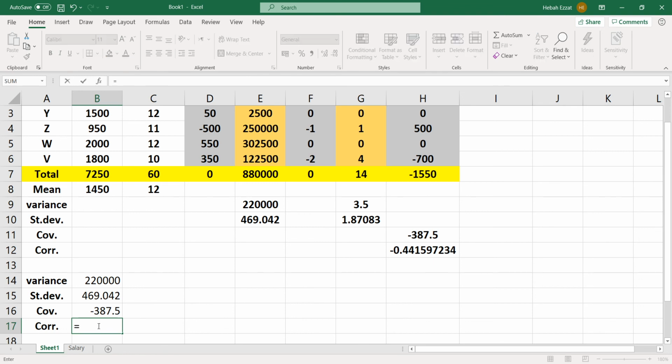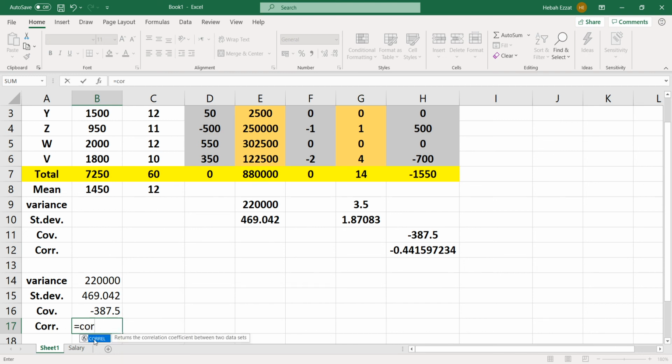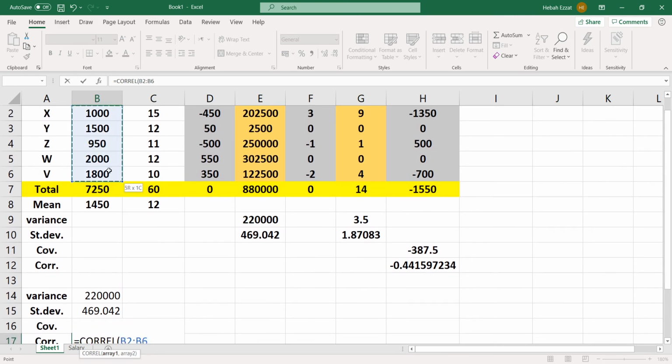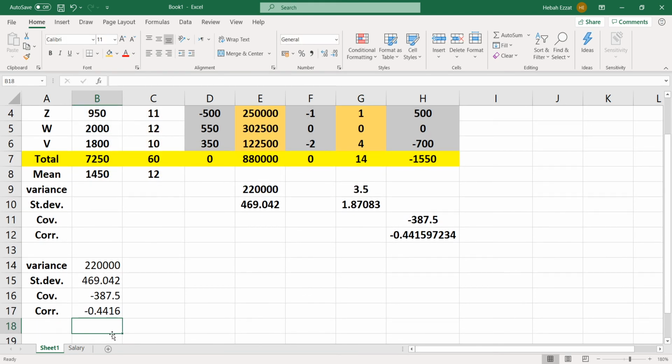Then for the correlation, I will write equal cor. I find here correlation, and again array 1 and array 2 to select the first set of data, and the data for the second variable. Then I'll close the brackets. Here again we find the correlation of our sample.